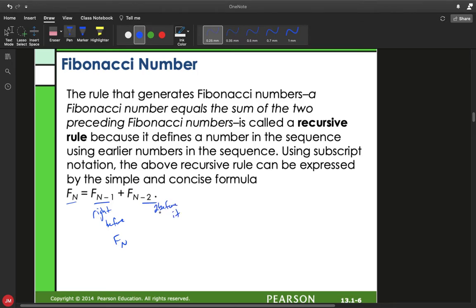So that would be f sub n minus 2. Again, it probably makes a little bit more sense when you just think about it in general. When you try to use this recursive rule, you can still use it, but it might get a little bit confusing.